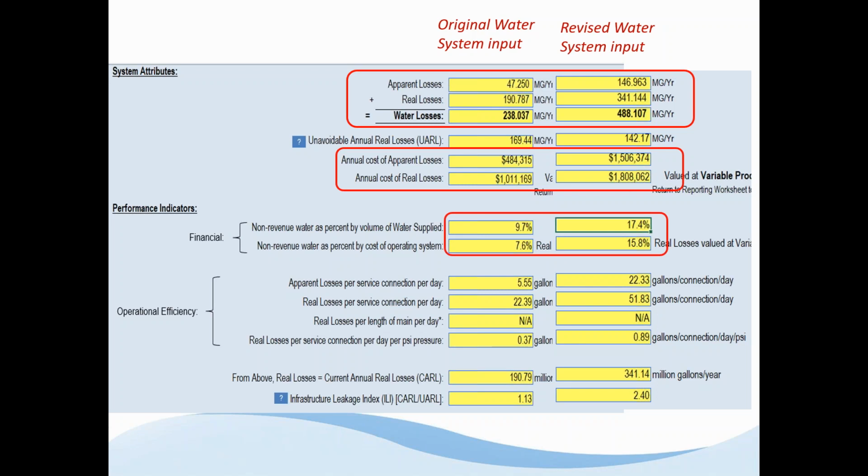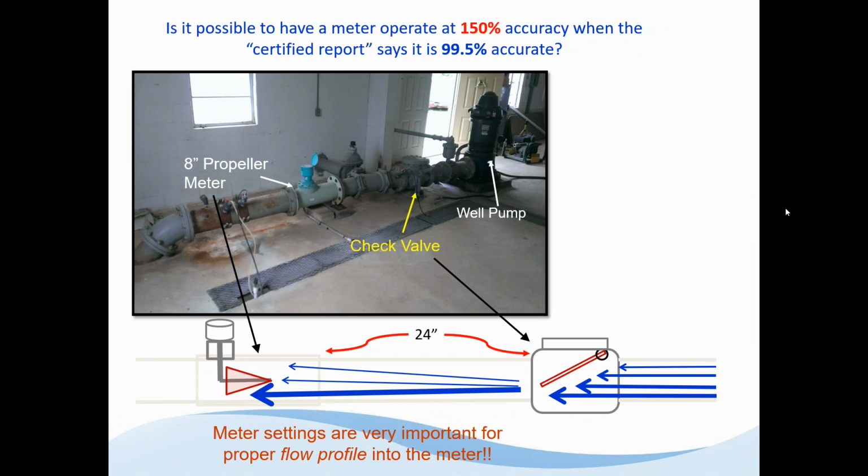And of course, it has an effect. If you want to look at it from a percentage basis, it has a huge effect. This is something that everybody strives to bring those numbers down. And again, your current annual real losses, you're talking about almost doubling. These are the kind of things that you've got to check.